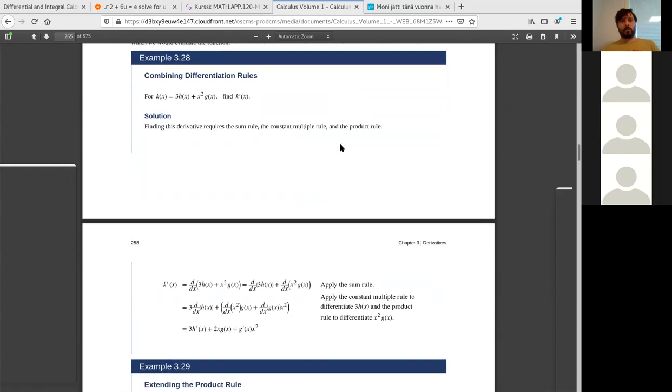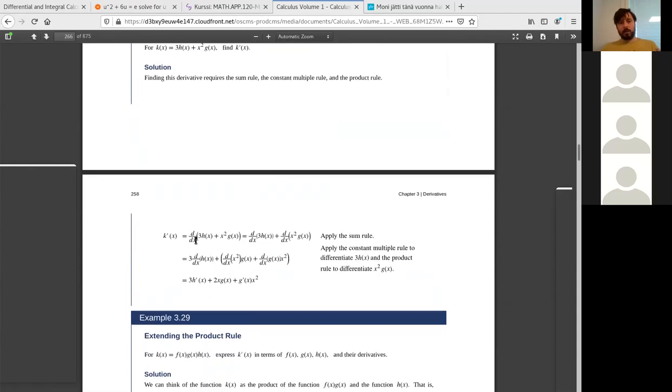Now we can use these rules one by one. We can apply the product rule here if we have 3 times h of x plus x squared times g of x. First of all, this is a sum, so the derivative of the sum is the sum of the derivatives. We can use the constant multiple rule here, so this is 3 times the derivative of h. And then this is a product, so we use the product rule there.